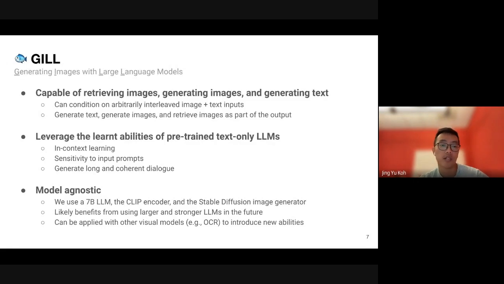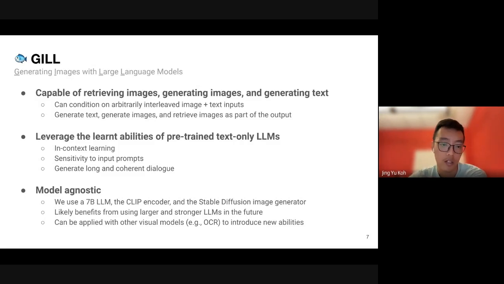So GILL leverages several of the compelling abilities of large language models. GILL is able to retrieve images, generate images, and generate text. It uses the abilities of pre-trained text-only language models such as in-context learning, improved sensitivity to input prompts, and their abilities to generate long and coherent dialogue-like text. So these are some abilities that models have learned using large-scale text-only pre-training that we leverage in this work.